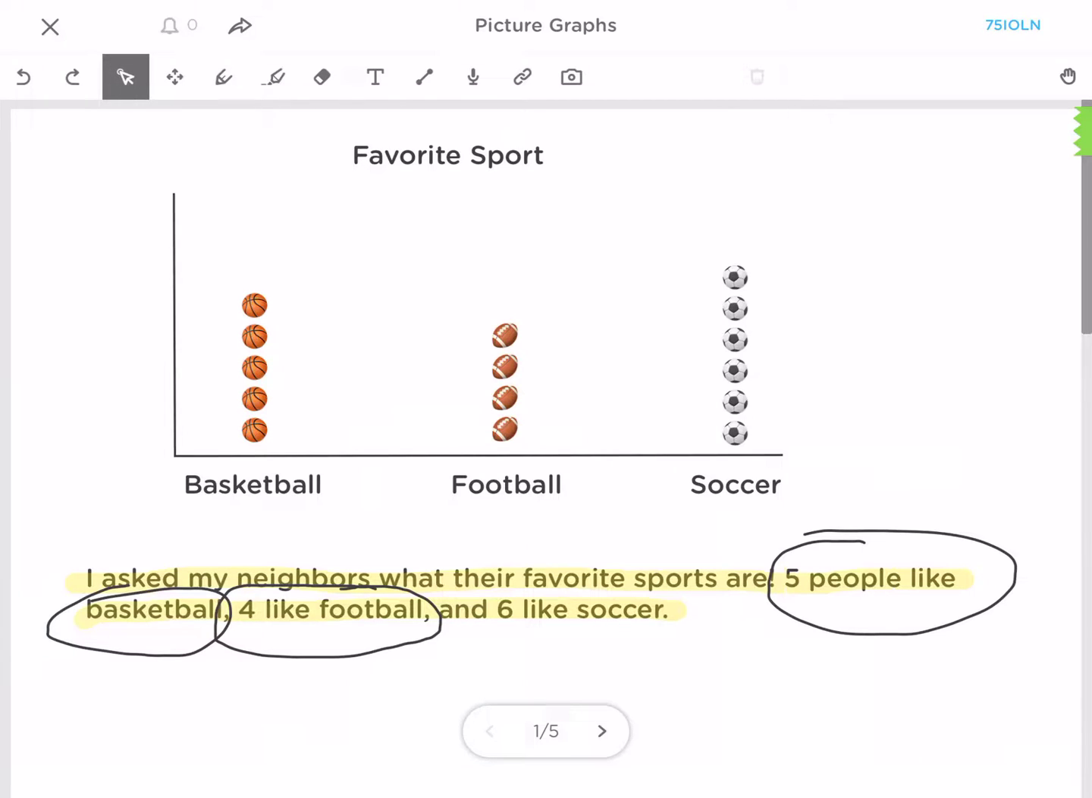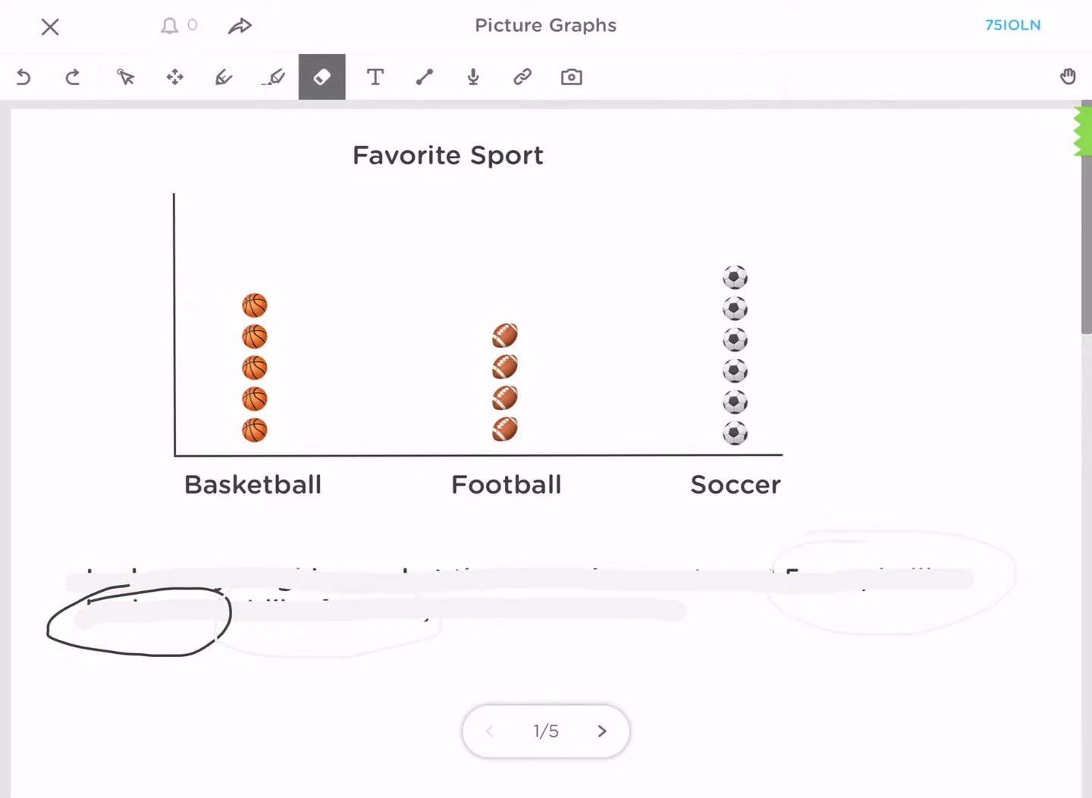Wow, when all of these spaces in between are the same distance apart, and they all start right at the very same spot, it's easy to see that soccer was the most favorite because it's the tallest. Then basketball, then football. Football is the shortest, it's the least favorite sport out of all my neighbors.